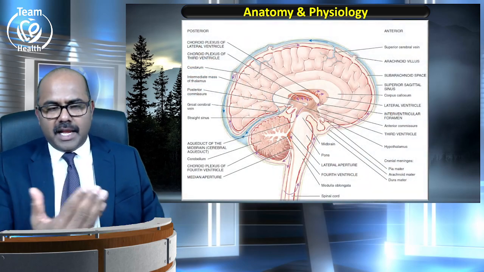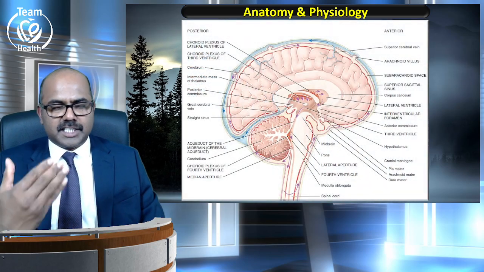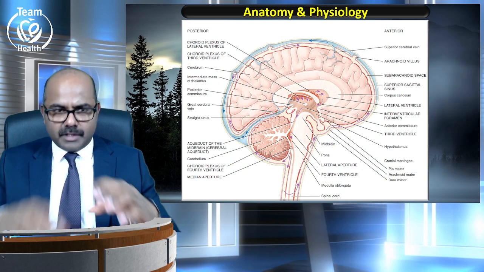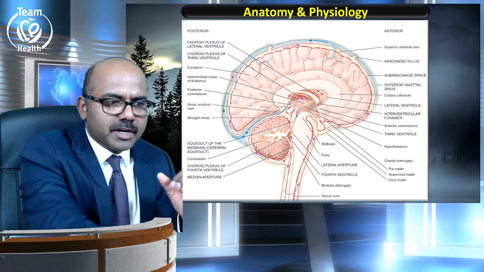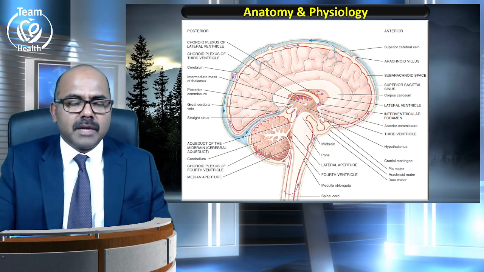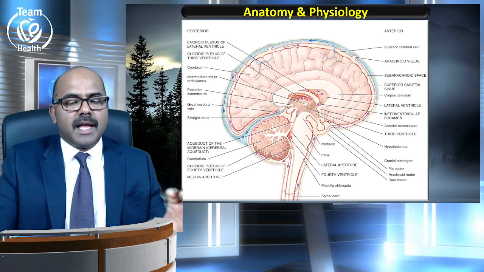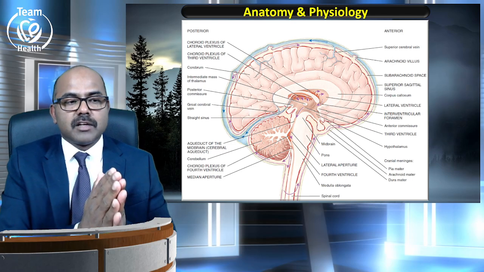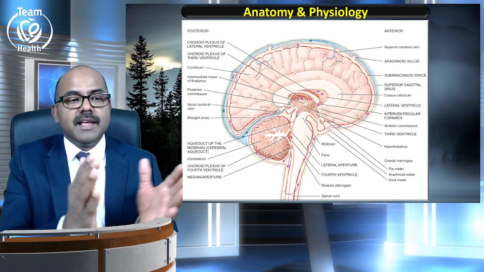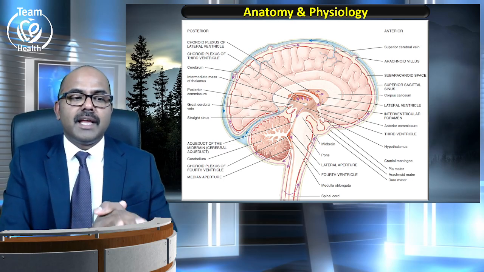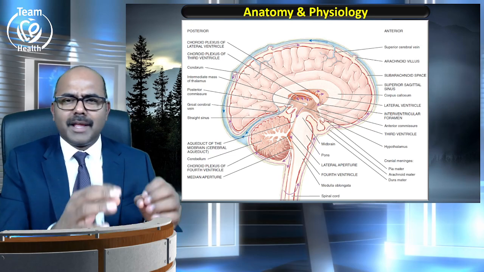So I have added an image of the sagittal section. As you can see, the cerebrum, and you can see the cerebellum below the occipital lobe, and the edge of the spinal cord that is attached to the brain, and that's called your midbrain, and the medulla, everything comes there.